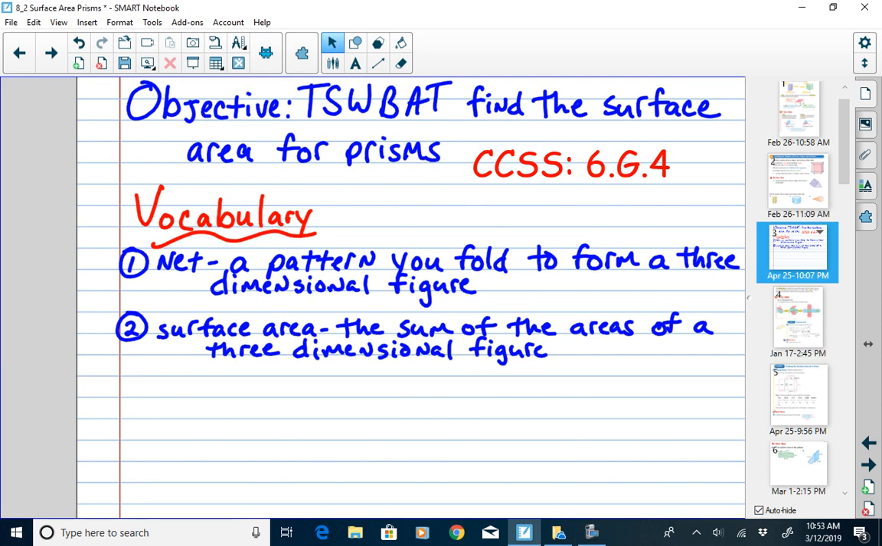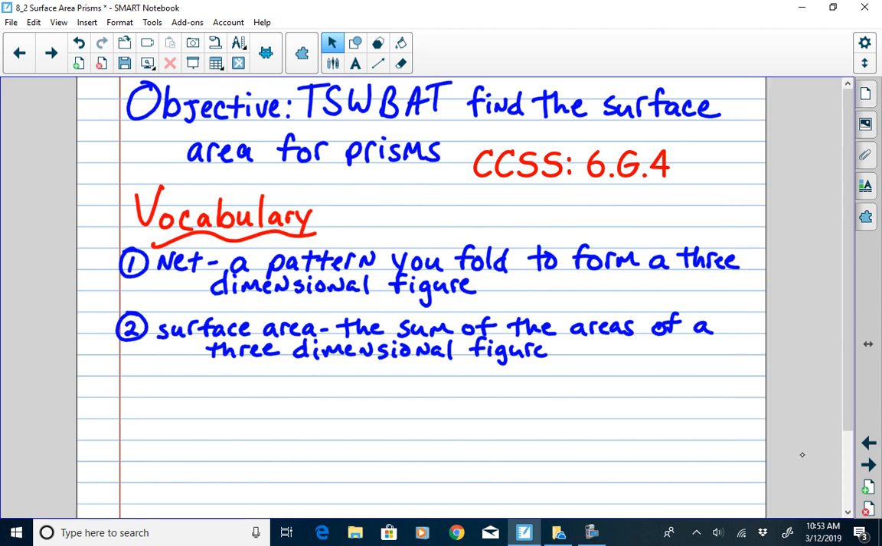Today's lesson is to be able to find the surface area for prisms. Two vocabulary words today. First, we have what's called a net. A net is a pattern that you fold to form a three-dimensional figure. Second vocabulary term today is surface area. Surface area is the sum of the areas of a three-dimensional figure.